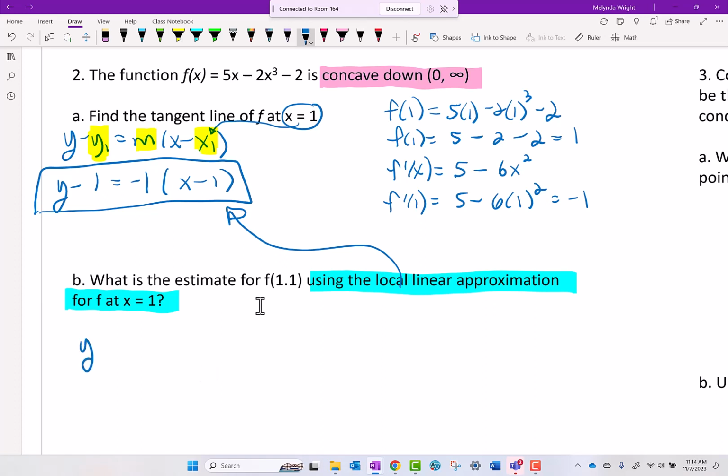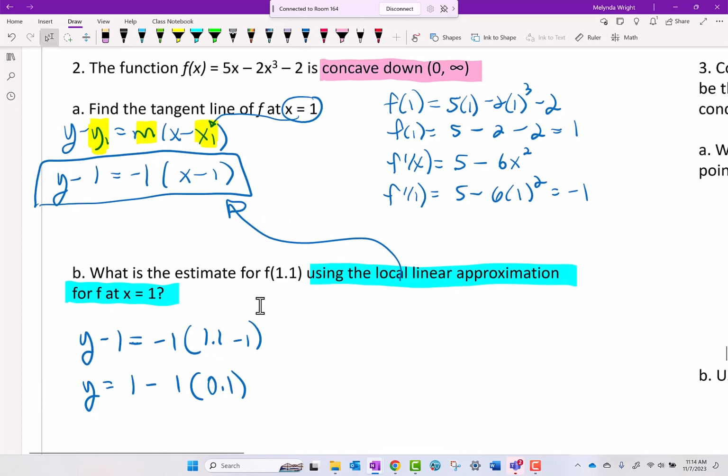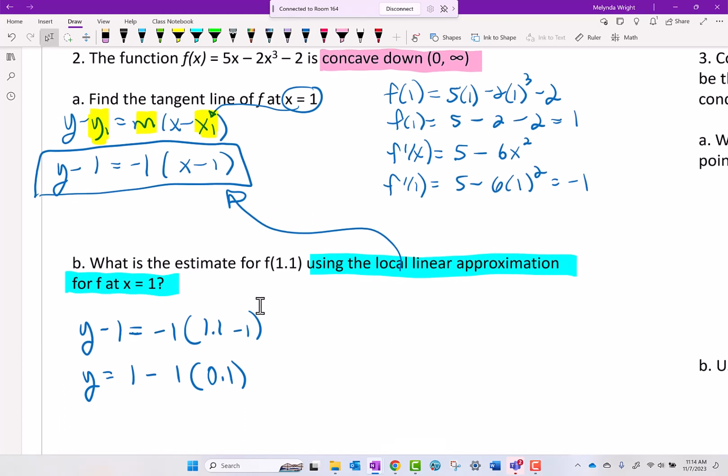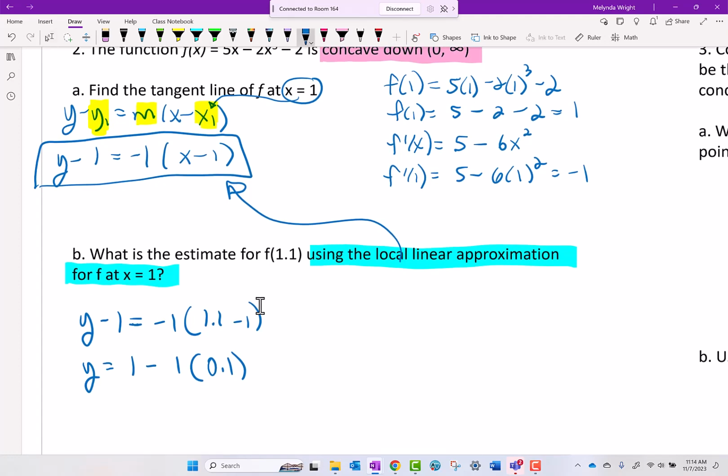So y minus 1 equals negative 1 times, we're going to substitute in the 1.1. And I'm going to move this 1 over. So it'd be positive times, let's see, 1.1 minus 1 would be what, 0.1? Right, that sounds right. Okay, and so 1 minus 0.1, what would that be? 0.9. So f of 1.1 is about 0.9. So there's my approximation.